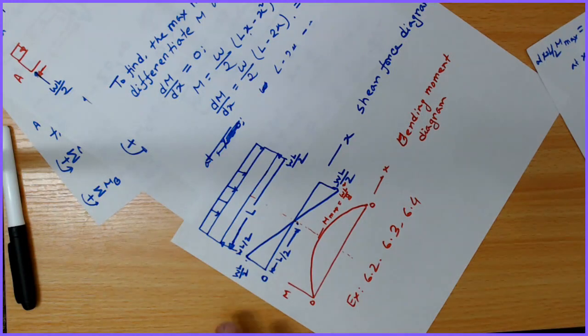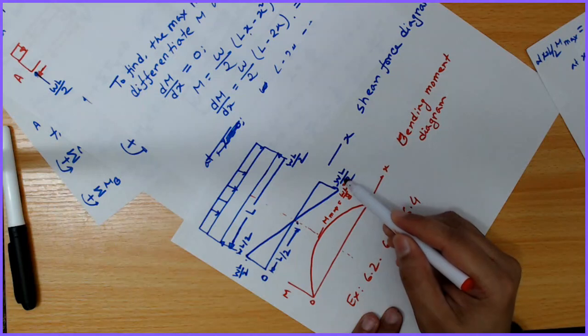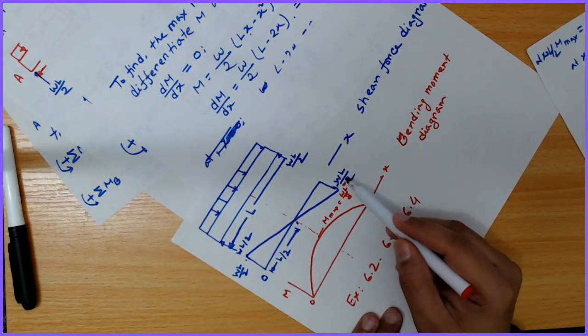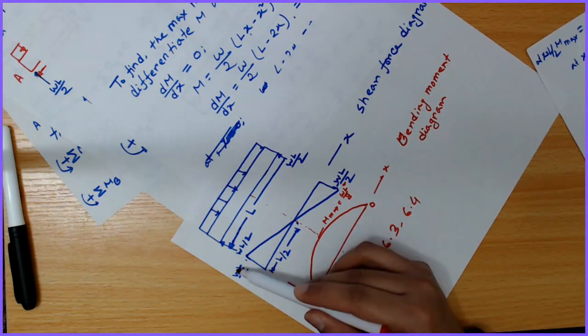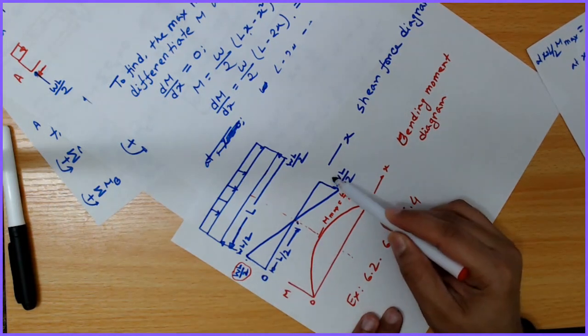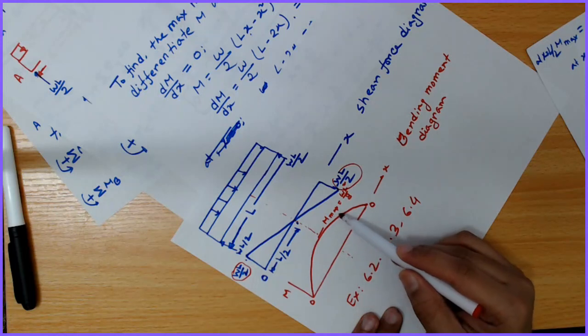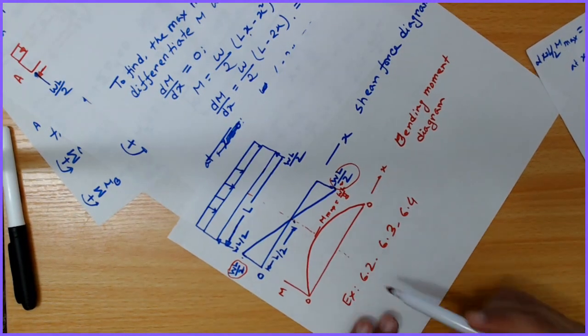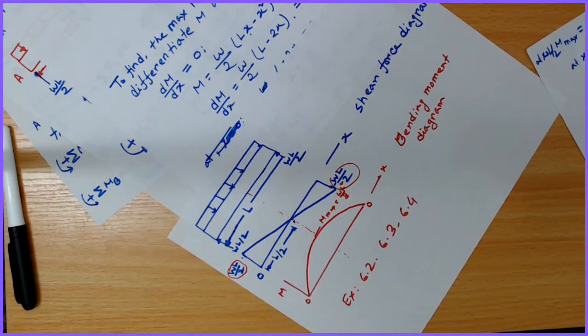And this shear force diagram and bending moment diagram is very important, because both the diagrams give us the maximum shear force, for example, in this case WL by 2 and minus WL by 2, and maximum bending moment, this is WL square by 8. So that's all for today.